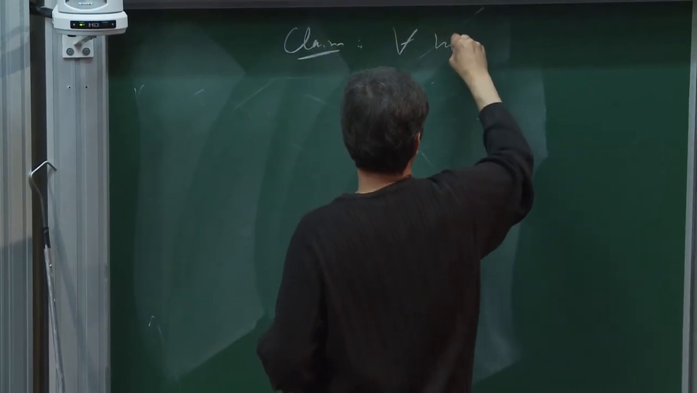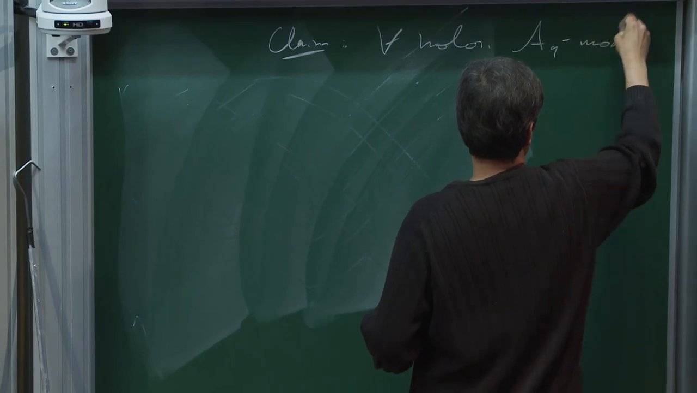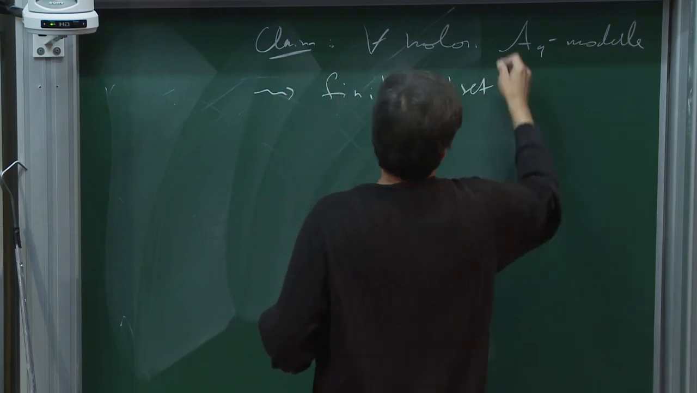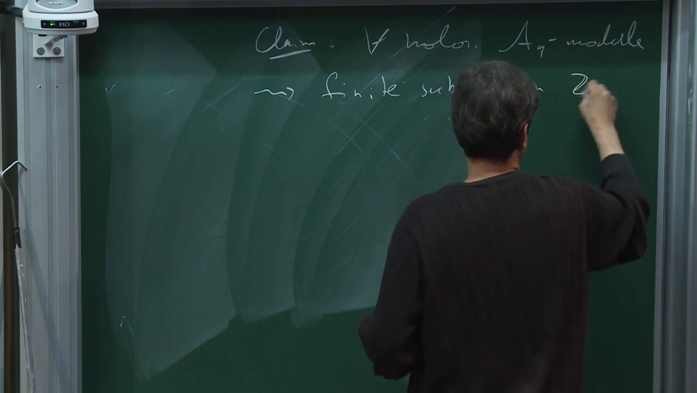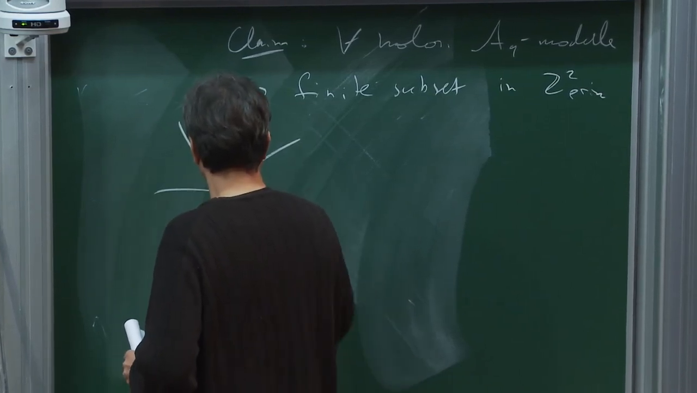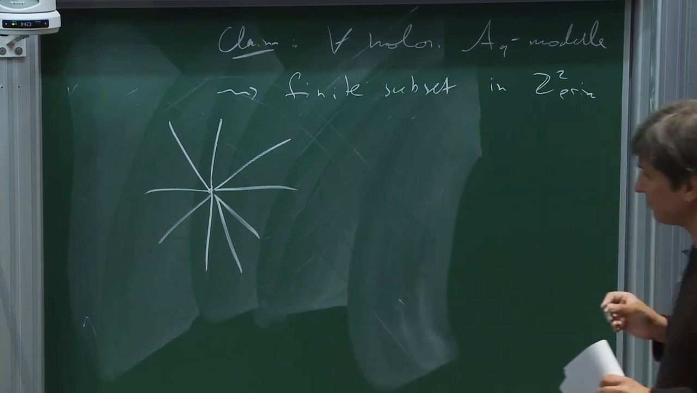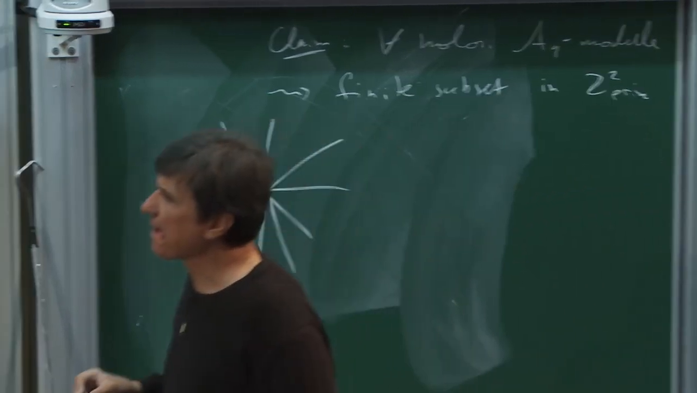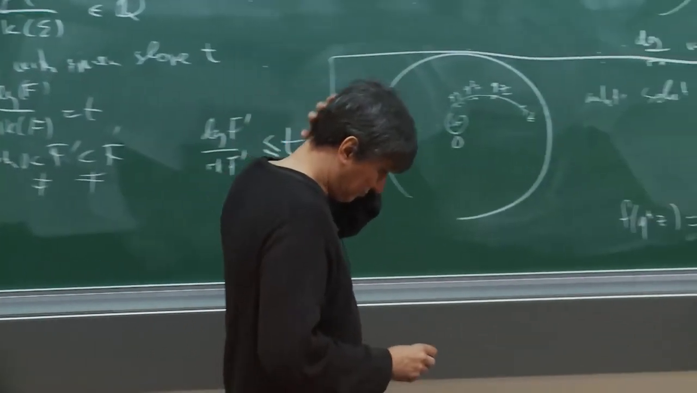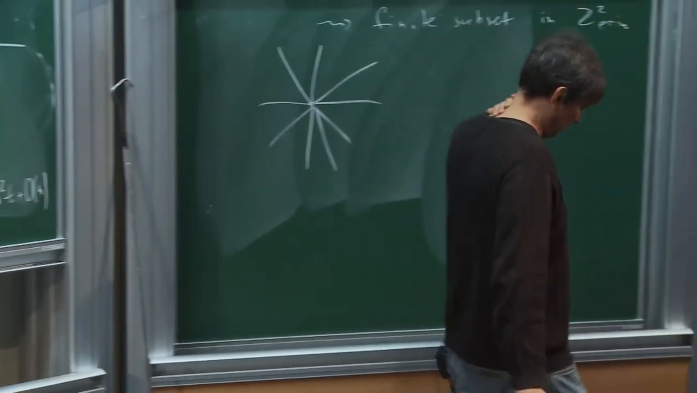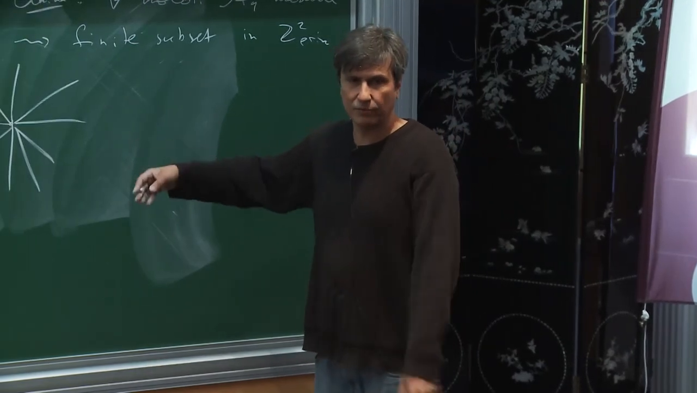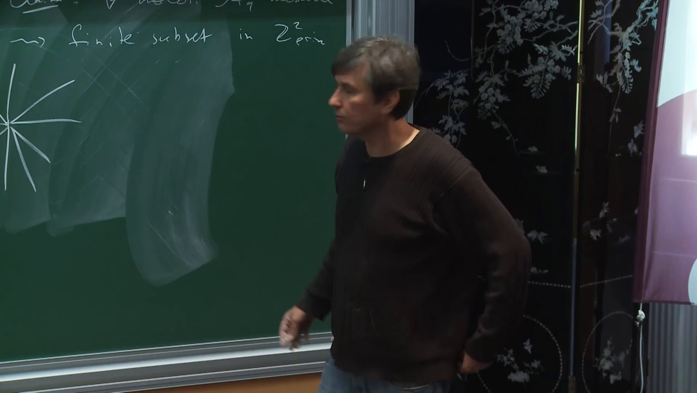Claim: any holonomic AQ module produces a finite subset in either description, in Z2 primitive. So it's just a finite collection of some arrays. This will be an analog of something like singular support for regular holonomic D-modules in the usual situation, or this more irregular formal classification coming in the irregular case.